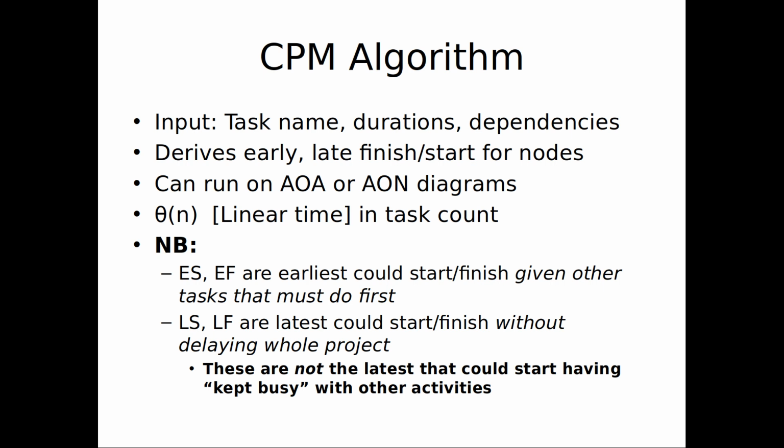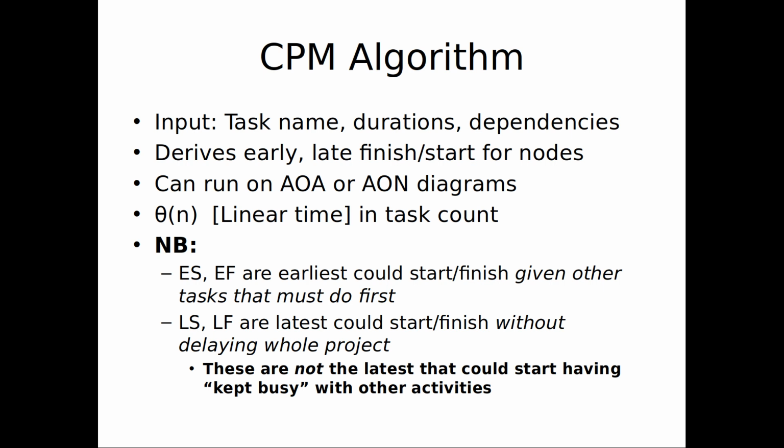This is an algorithm that is linear in the task count. It scales as theta of n. It runs in time linear to the number of tasks. And it involves two passes to compute these two things. The first pass, the forward pass, computes the early start and early finish. The second pass computes the late start and late finish.